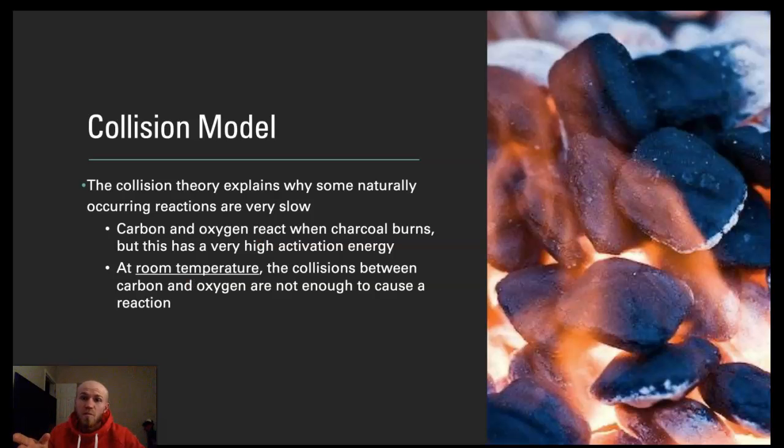So let's look at the collision model a little further. The collision theory explains why some naturally occurring reactions are very slow. If you think of carbon and oxygen, they're all around us in the atmosphere, but why doesn't fire just automatically occur? An example is charcoal, which is made of carbon. When you're lighting your grill, maybe during the summertime at a cookout, the carbon and the oxygen just don't ignite as they are in the atmosphere right now. You have to produce some flame, maybe from a lighter or a match, in order to get that activation energy for the reaction to occur.